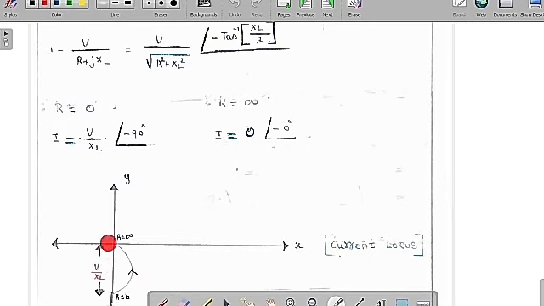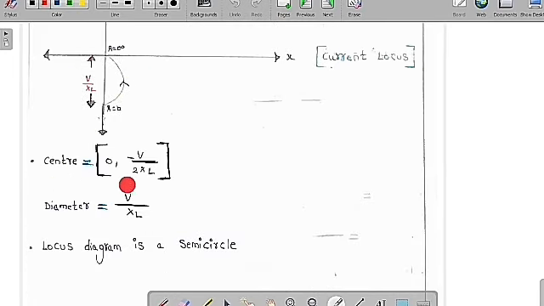You can see clearly now the diameter is equal to V by XL, and the center of the semicircle is at comma V by 2XL, and this current locus is also a semicircle. The center is at 0 comma minus V by 2XL, because it is in the negative y-axis direction. So the diameter is equal to V by XL, and the locus diagram is a semicircle.